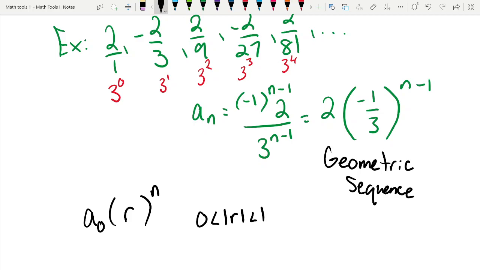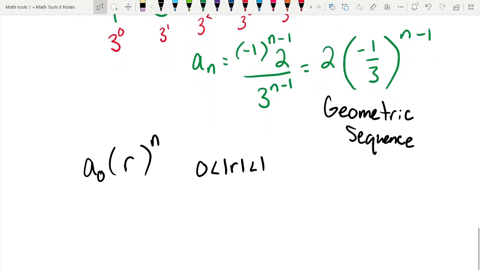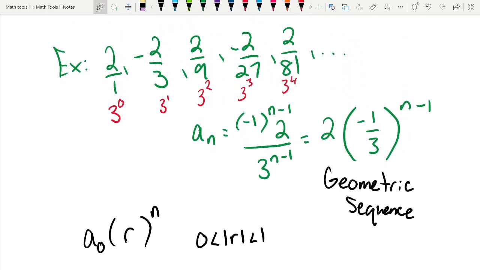So we'll talk about it a little bit more when we talk about the series version, because like I said, they come up often and they have a nice formula. But yeah, so next we'll look at the limits of sequences.